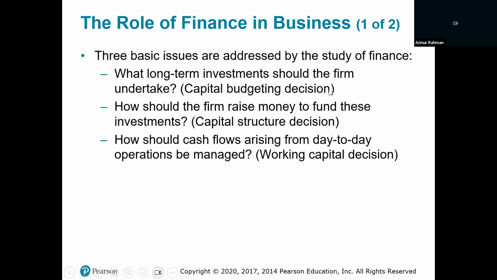So capital budgeting decision. What is capital budgeting decision? It is about long-term investments a firm should undertake. Capital structure decision is about raising money to fund long-term investments. Working capital decision, on the other hand, it answers the question, how should cash flows arising from day-to-day operations be managed?